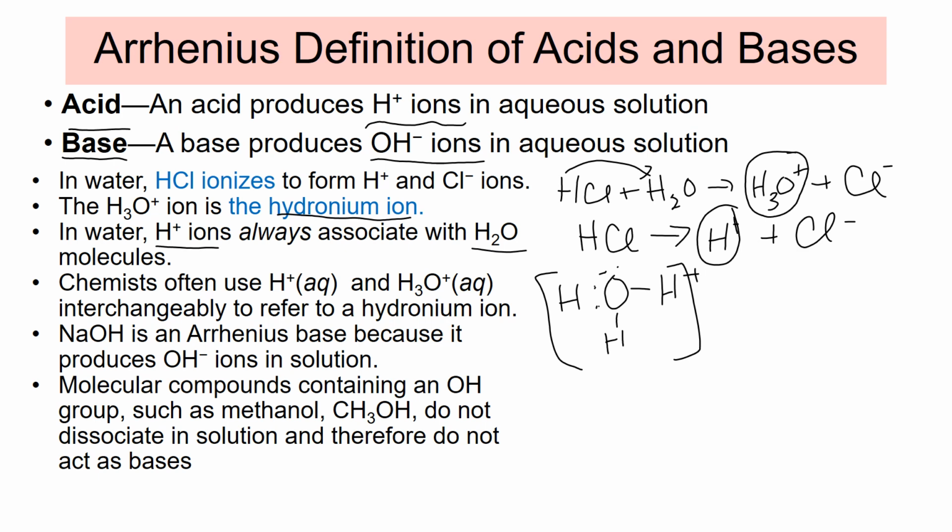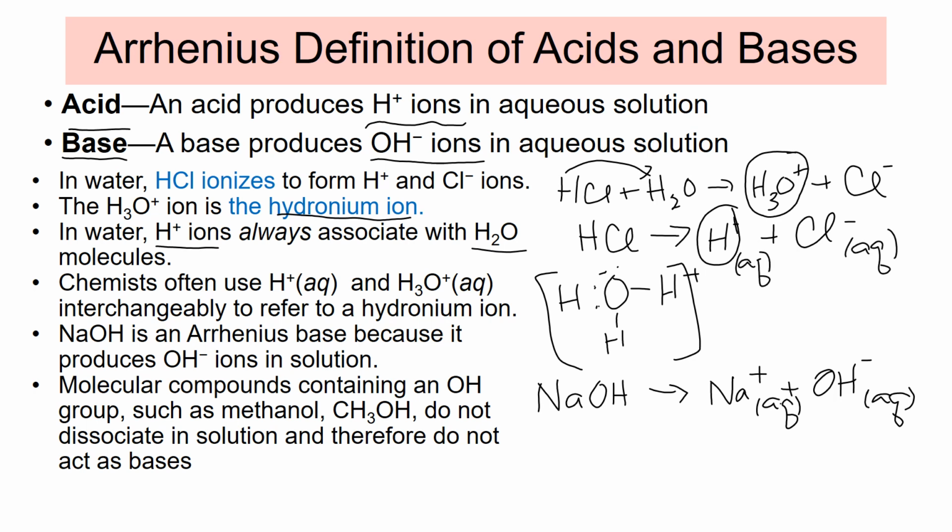Now a base gives you OH-. So, for example, sodium hydroxide can give you Na+ plus OH-. And so these are all aqueous, and that's what makes it a base. These are also aqueous here, as all ions here are aqueous. So that's the definition of an Arrhenius acid and base. The acid gives you H+, the base gives you OH-.